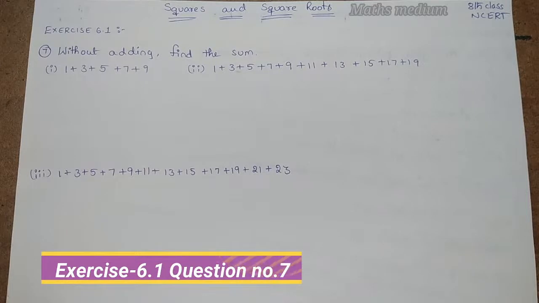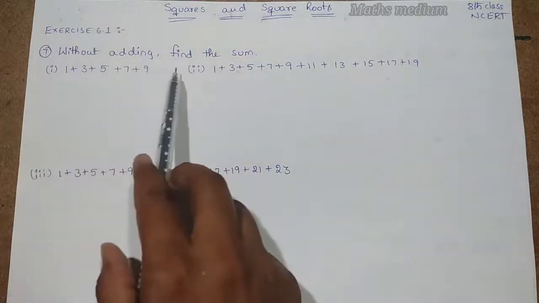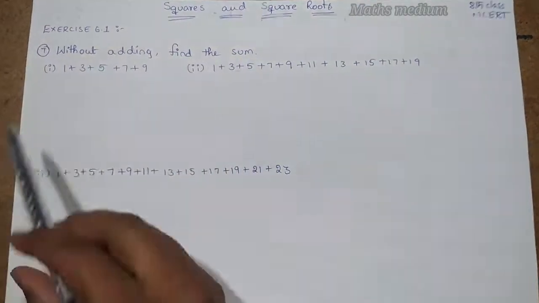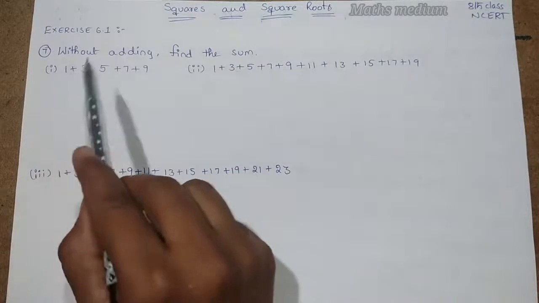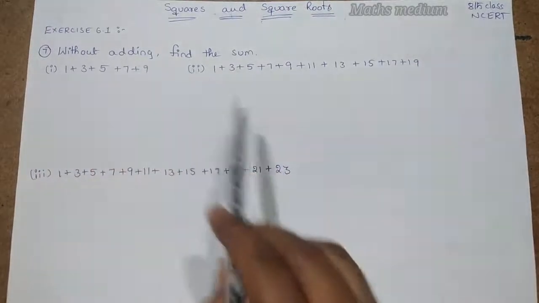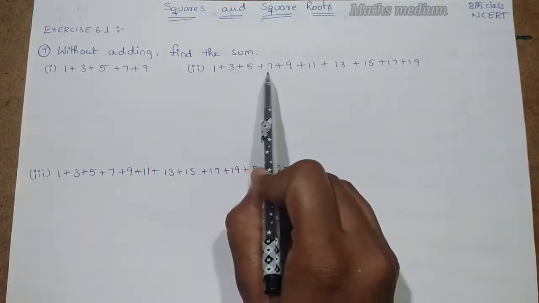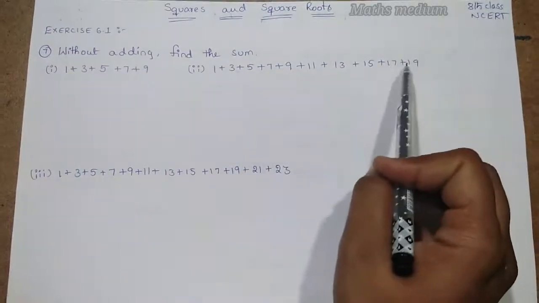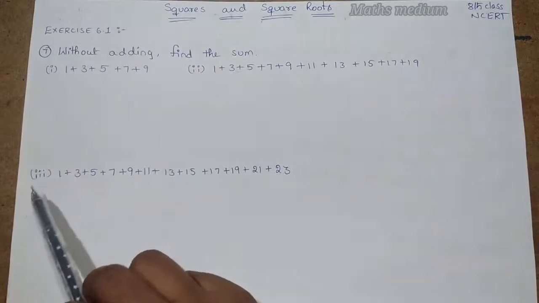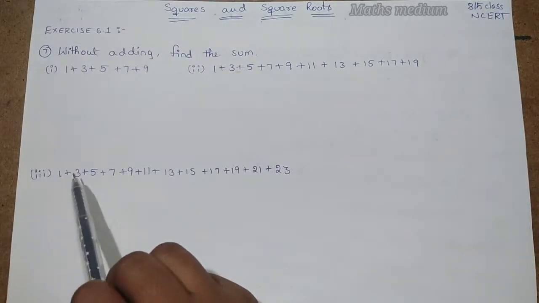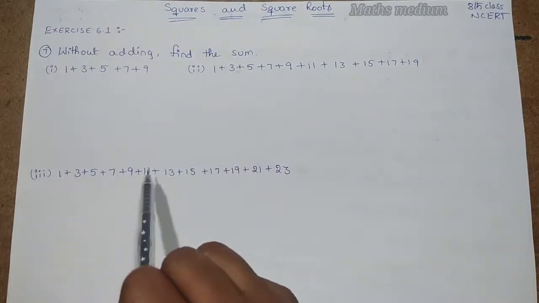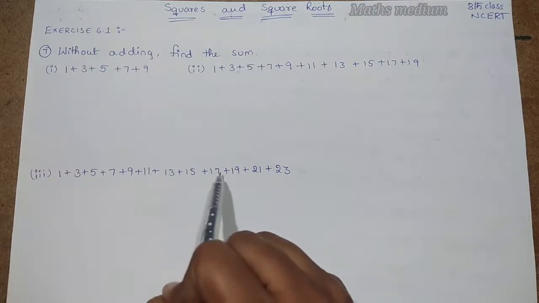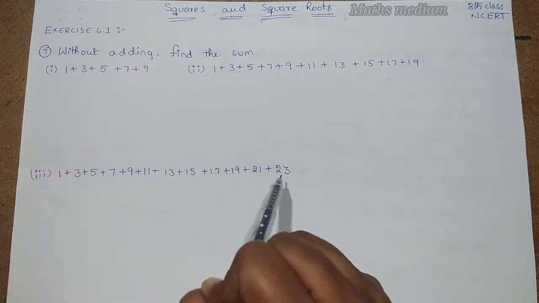Today I came with exercise 6.1 from Squares and Square Roots, 8th class NCERT, question number 7. Without adding, find this sum. These are the three questions. Here 1 plus 3 plus 5 plus 7 plus 9. Here 1 plus 3 plus 5 plus 7 plus 9 plus 11 plus 13 plus 15 plus 17 plus 19. And coming to the third one, 1 plus 3 plus 5 plus 7 plus 9 plus 11 plus 13 plus 15 plus 17 plus 19 plus 21 plus 23.